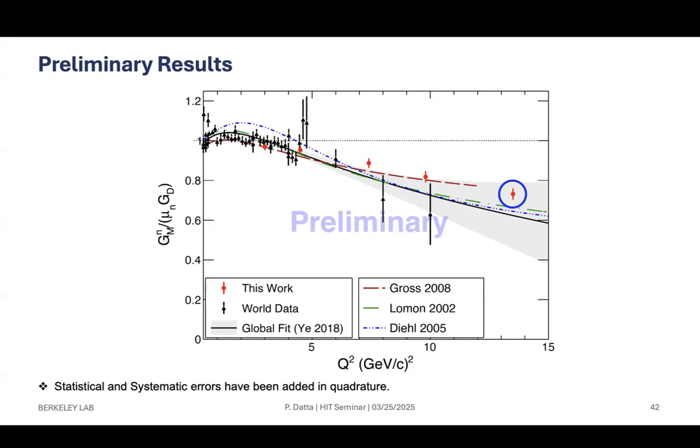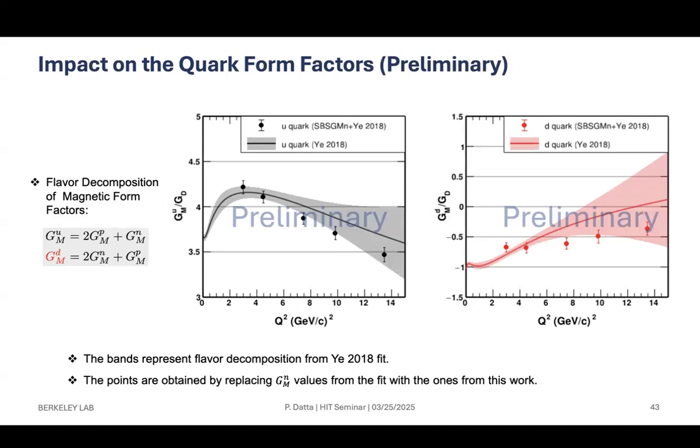Significantly enhancing our understanding of the neutron form factors. Initially I showed the flavor decomposition of the nucleon form factors, and you can imagine that our results are going to have a big impact on those, and that is true. I can show you. I forgot to mention that here the uncertainties are the systematic and statistical uncertainty added in quadrature. But just to show you some impact on the quark form factors of our result.